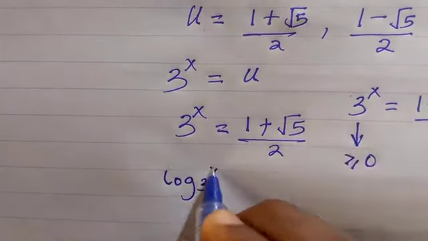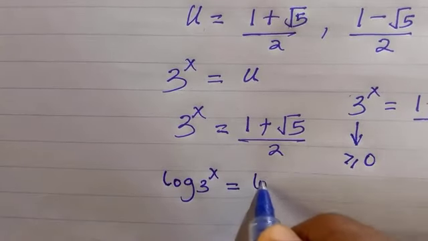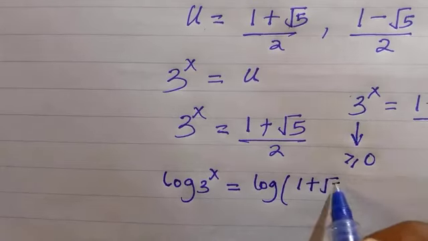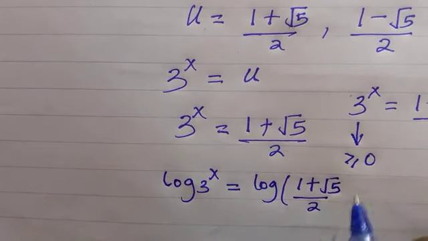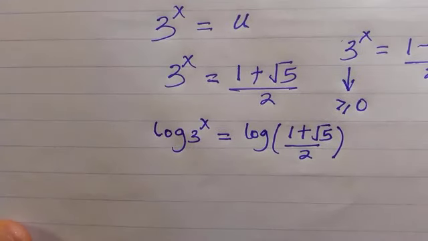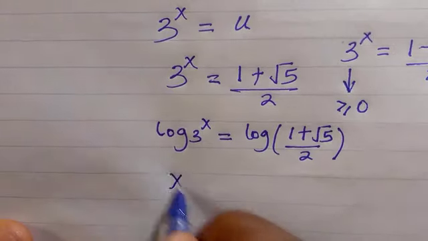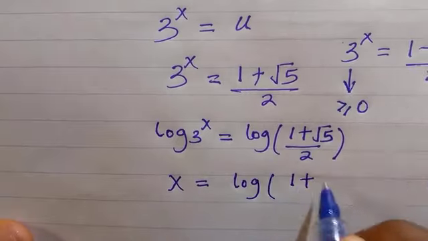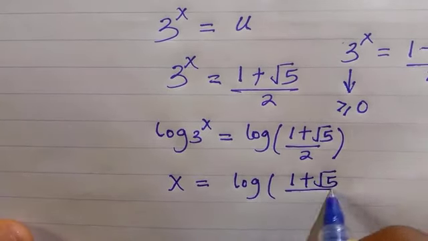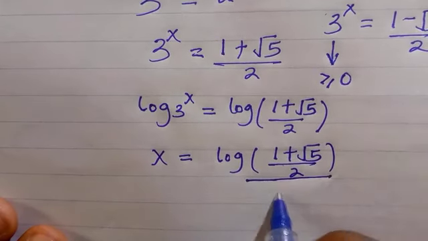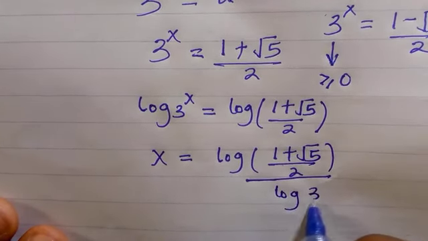Therefore, let's deal with this. So we have log of 3 to the power x equals log of 1 plus root 5 divided by 2. And again, when we apply the logarithm rules, we are going to have x equals log of 1 plus root 5 over 2 divided by log 3.